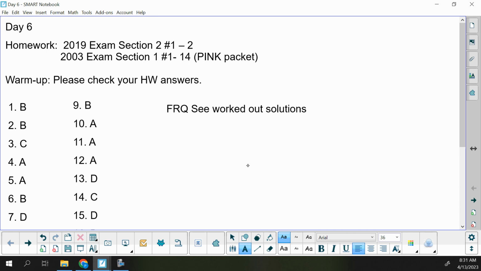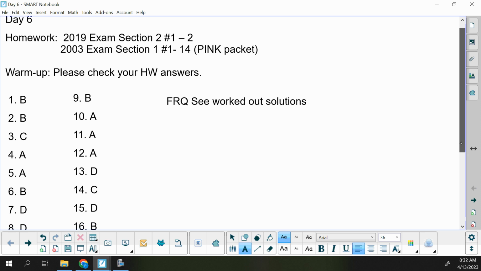You're doing questions 1 and 2. And those are calculator ones. 1 and 2 on the free response are always the calculators. 4 through 6 are the no calculators.